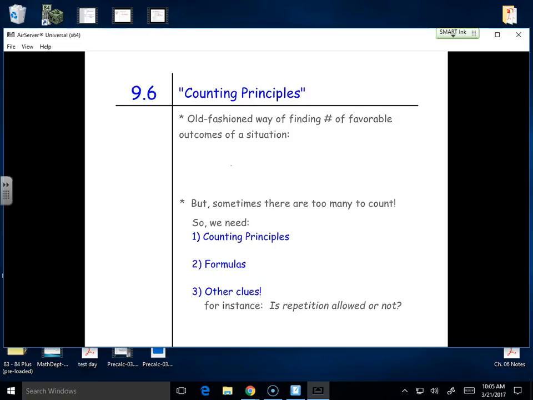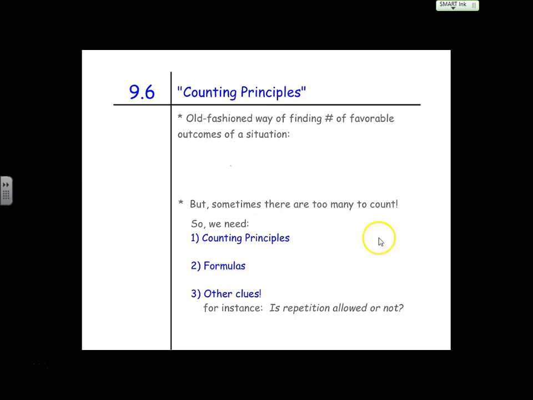Section 9.6, counting principles. Let me go ahead and help you guys separate 9.6 and 9.7 real fast in your minds before we start. 9.6 talks through strategies of counting up the possible ways something can occur. 9.7 says, okay, let me put a special condition on it, and I want you to give me the chances that it actually will occur. 9.6 is how many different ways, or as the wording says, the number of favorable outcomes of a situation. 9.6 says how many different ways could that happen. 9.7 says what are the chances.